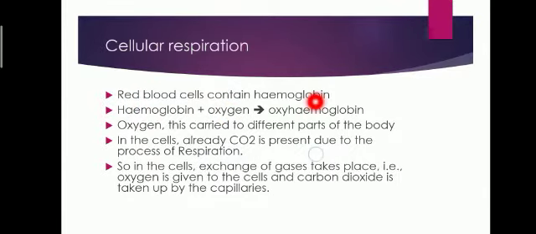Red blood cells contain hemoglobin. Hemoglobin, when it combines with oxygen, gives oxyhemoglobin. Now oxygen is thus carried to different parts of our body. Inside the cells of the body, respiration has already taken place, so carbon dioxide is already present. From there carbon dioxide moves to the blood capillaries and oxygen is given to the cells. And then the capillaries carry the blood to various parts.